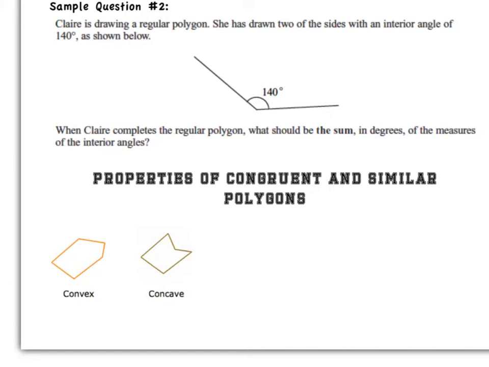All right, so next we're going to work on the properties of congruent and similar polygons. And first we're going to identify the difference between a convex and a concave polygon. I've given you a couple of images. The concave polygons, we don't see them very often, but those are the ones that have an inward side.